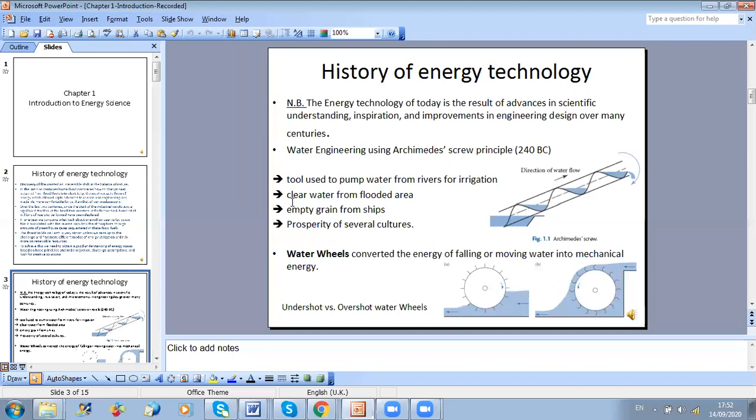now another important invention is water wheels. Water wheels can convert the energy of falling or moving water into mechanical energy. Okay, we will see that we have two types of water wheels. It can be undershot and overshot water wheels. What is the difference? The only difference is the position of water relative to the wheel. So sometimes in rivers you have a flow of water.